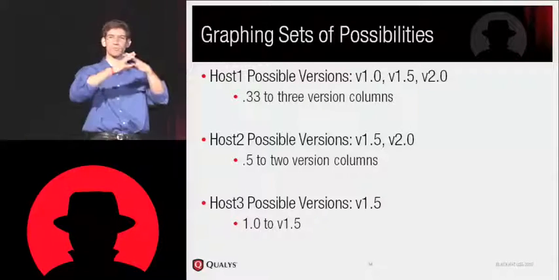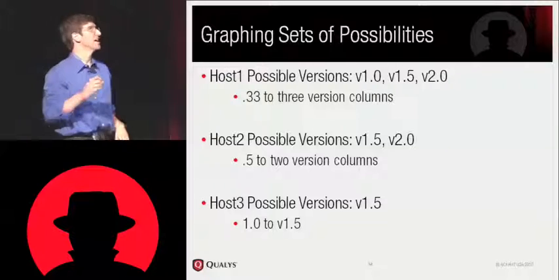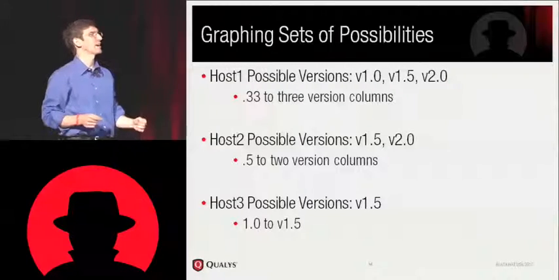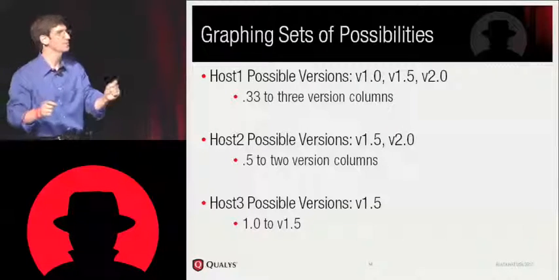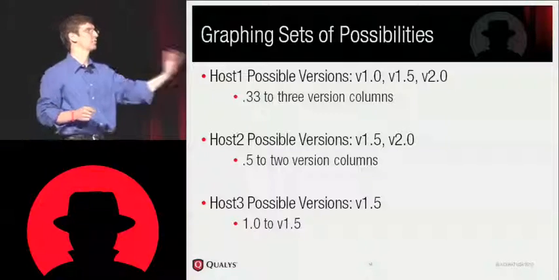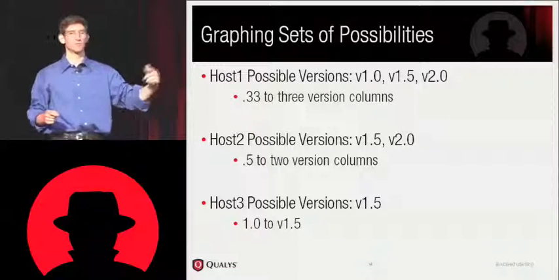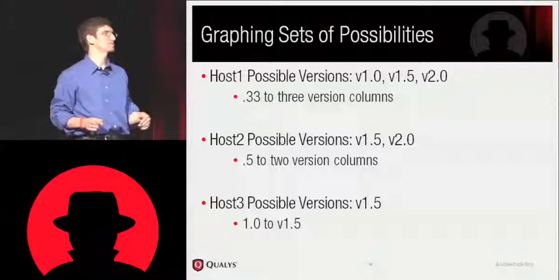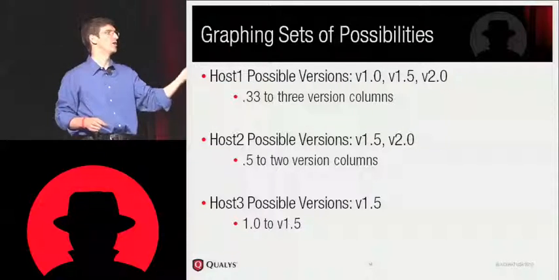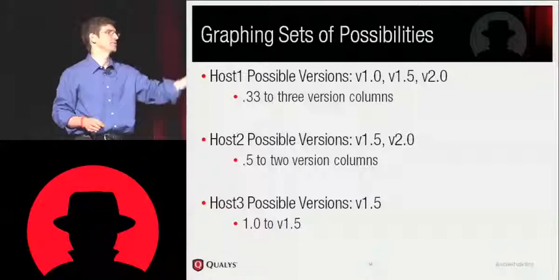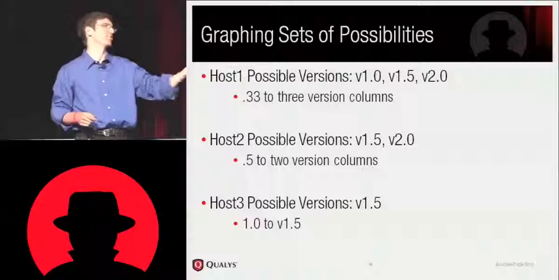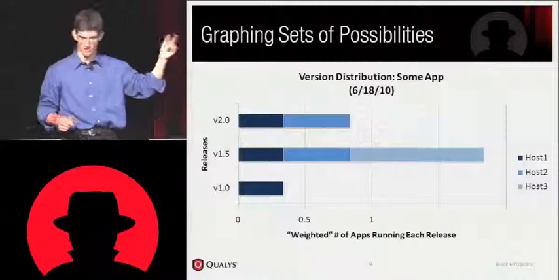Since we're talking about sets of possibilities, if we fingerprinted host 1 and got back, we can't pin it down specifically, but we know that it's running one of these 3 versions, then each of those columns gets 0.33. We go and fingerprint host 2, and we say the possible versions are 1.5 or 2.0. Then we do 1 over n to that column, and then finally host 3. We actually pin it down to a specific version, so the full 1.0, or 1 over 1, to that column.